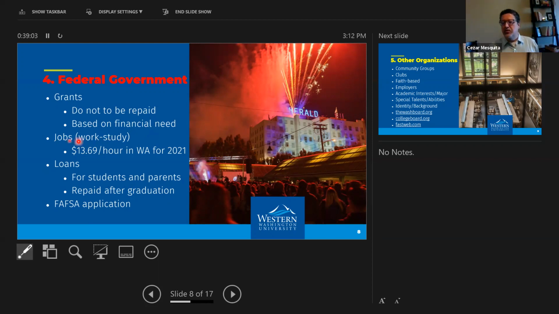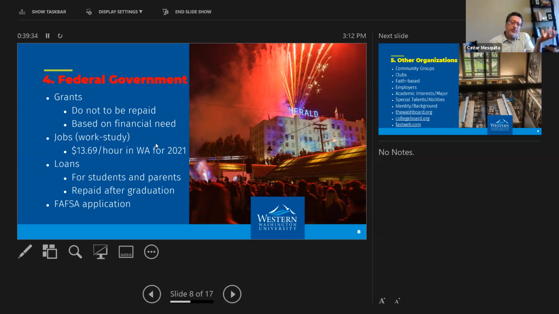Jobs and work study. I wanted to talk about this a little bit because oftentimes when jobs and work study are featured on an aid letter, it's usually in the form of a line that says federal work study or state work study. And it's usually a dollar amount of something like $1,500. It's very important to note that $1,500 is not awarded on the front end. That $1,500 is in the form of a $13.69 an hour job.